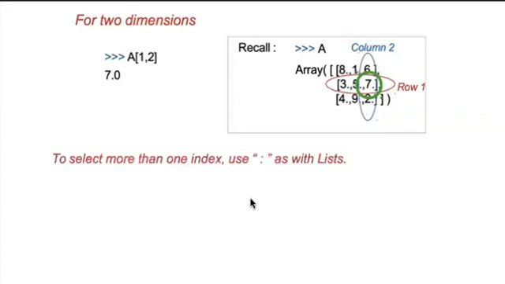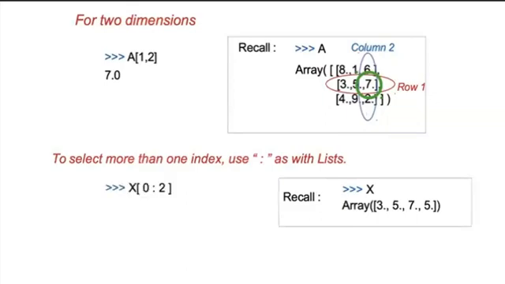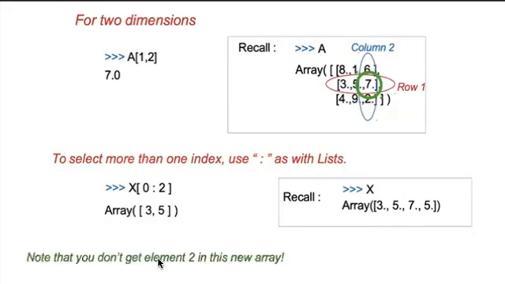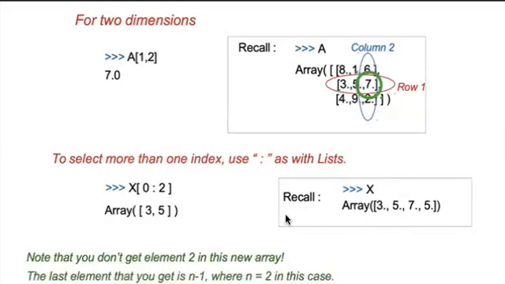To select more than one index, we use a colon, as we do with lists. First, let's recall X. X is an array 3, 5, 7, 5. Let's say we want to access elements 0 through 2. We just enter a colon between the numbers. These are the index numbers, so 0 would be the first element, and 2 is the third element. When we print that, you'll see that you will get 3 and 5. But you need to be careful, because you will not get the element 2 in this new array. You will only get the first 2 elements. This is something that you need to remember.